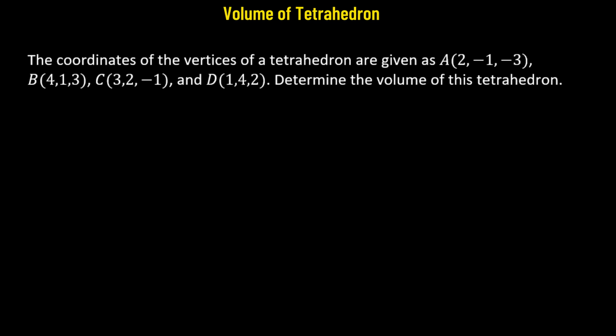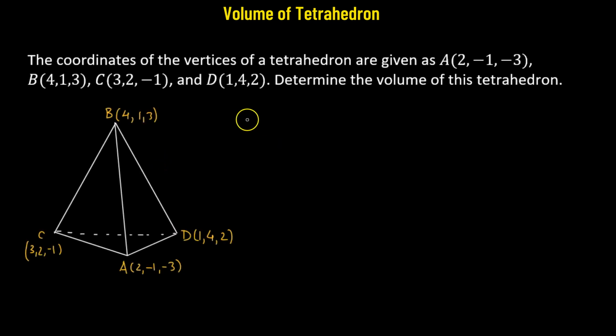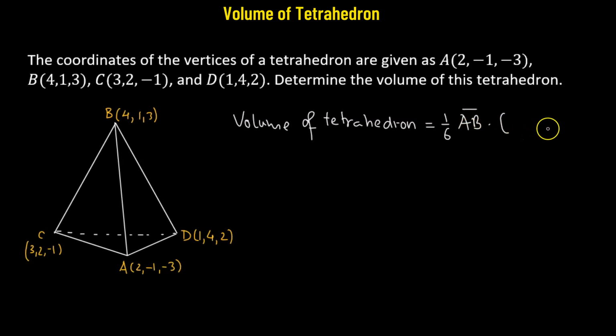So in this problem, we need to determine the volume of a tetrahedron whose vertices have the coordinates given by A, B, C, and D. Let's try to sketch this tetrahedron. The volume of the tetrahedron will be 1/6 of the scalar triple product between AB vector dotted with AC vector cross AD vector. Now let's try to find out the vectors AB, AC, and AD.